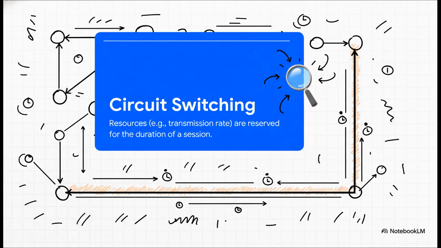Before you send even a single bit of data, the network establishes a dedicated end-to-end path for you. We call that a circuit. It carves out and reserves a guaranteed slice of the bandwidth on every single link along that path, and it's reserved exclusively for you for the entire session.